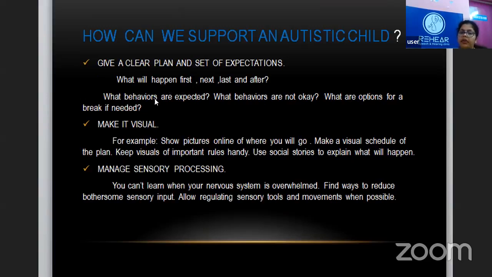Then what behaviors are expected, like is the child going to throw that bottle, or pick that bottle up and keep it halfway or throw it halfway? And what behavior is not okay, we are not expecting that he throws it on the road or runs to the road. What are the options for a break if needed? If we are giving them a simple, clear command and they are not doing that, we need to give them a break. A break basically means a sensory break or movement break. You can put them on swings or a trampoline or anything you have. You can just give them a break and start again.